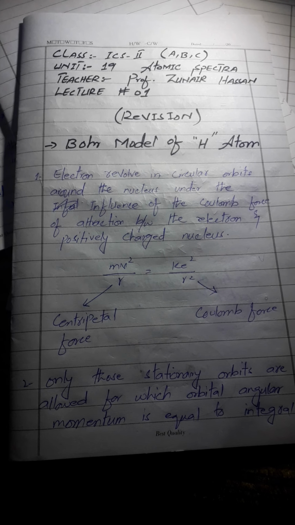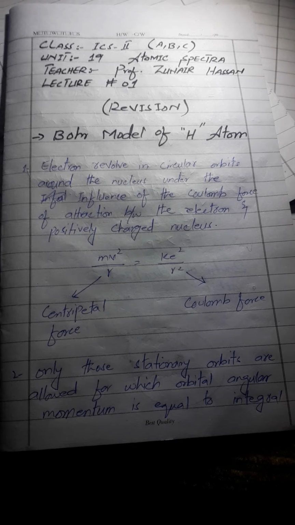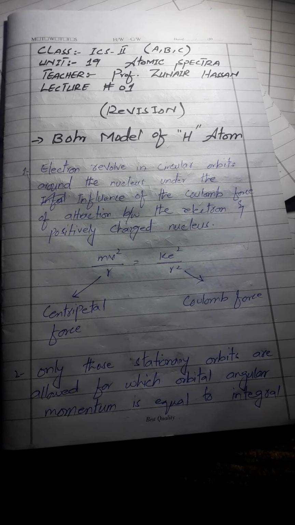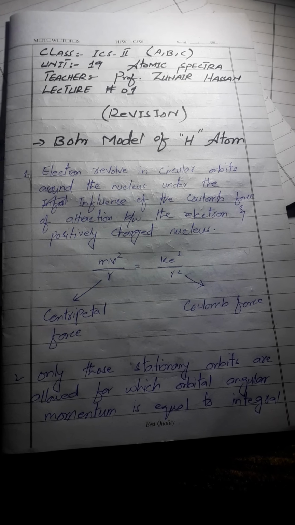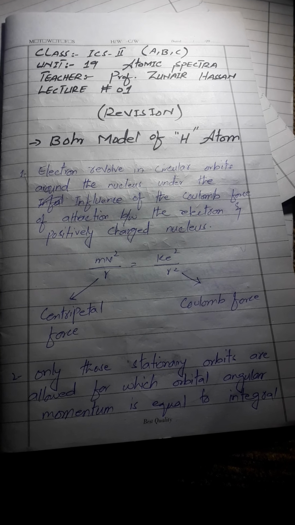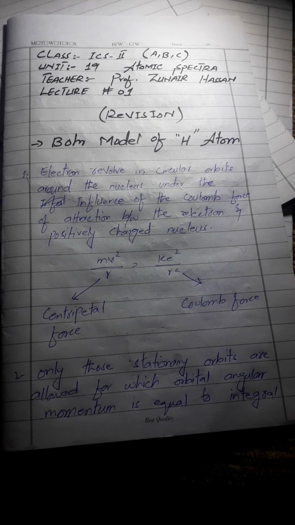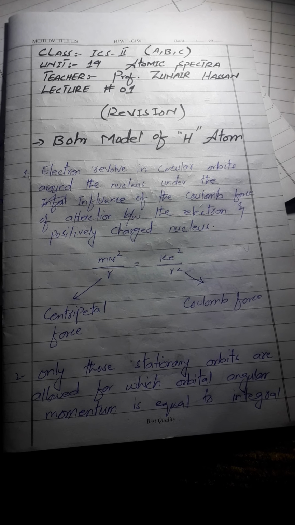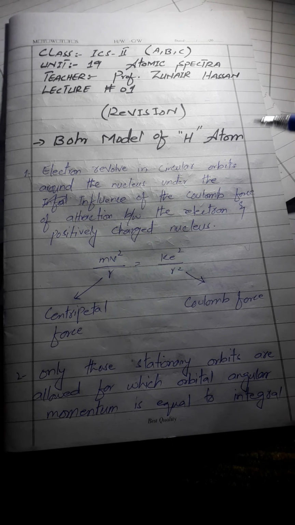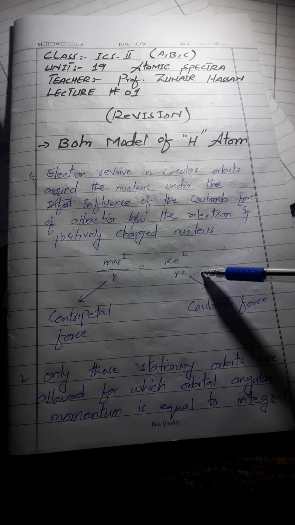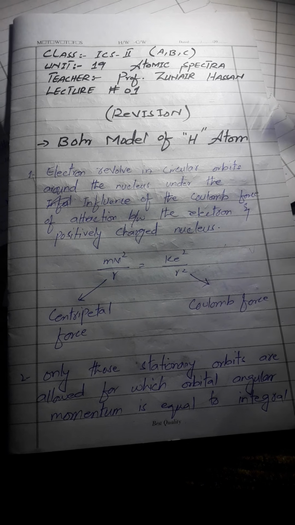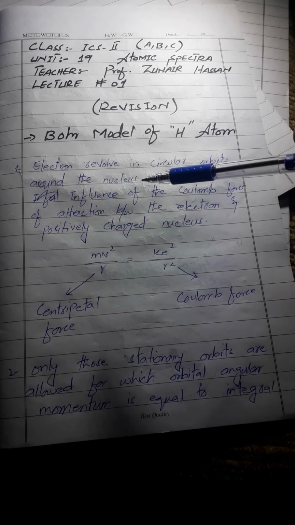So first of all, we are going to revise Unit number 19, Atomic Spectra, lecture number 1. The main topics in this chapter, we are going to touch the main topics which are important for the board as well. First of all, the Bohr model of the hydrogen atom. The postulate: electrons revolve in circular orbits around the nucleus under the influence of Coulomb force. This one is the Coulomb force, F equal to k e squared divided by r squared, of attraction between the electrons and the positively charged nucleus.